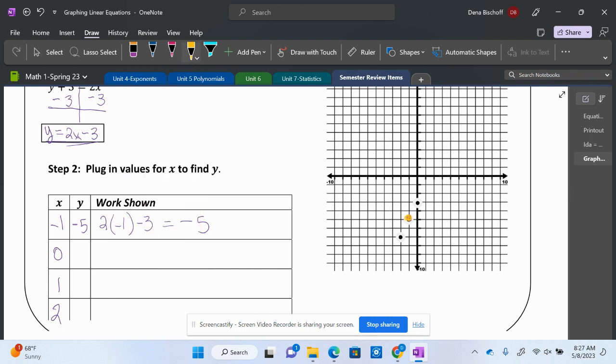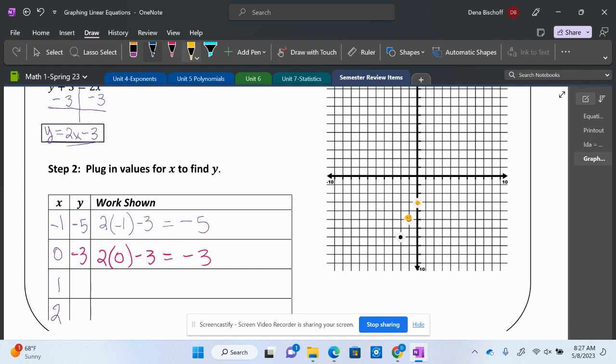That's this point right here. Okay. What about when x is 0? Well, that's 2 times 0 minus 3. What is 2 times 0 minus 3? It's -3. Okay. So when x is 0, y is -3. That's this point right here.